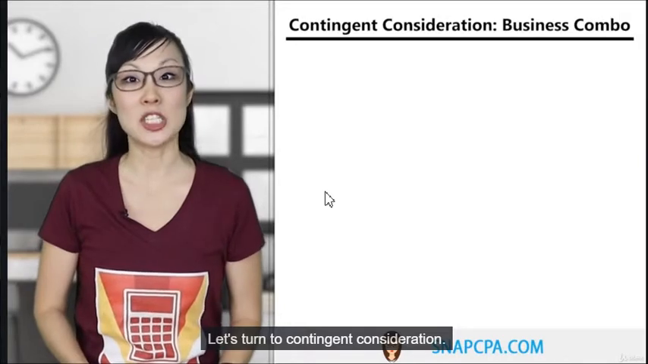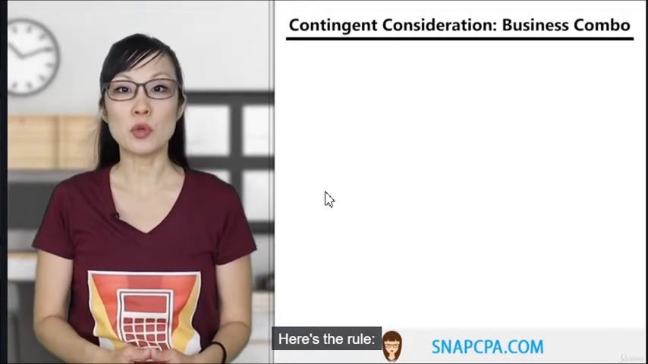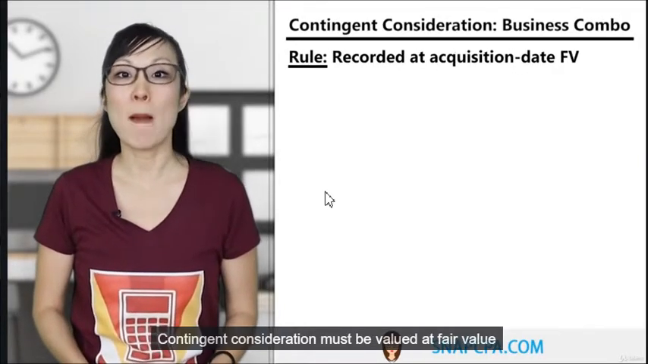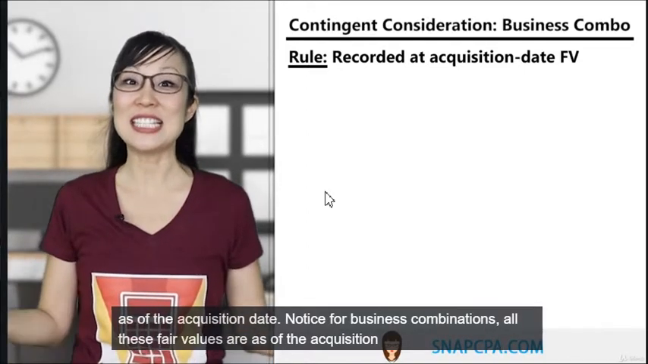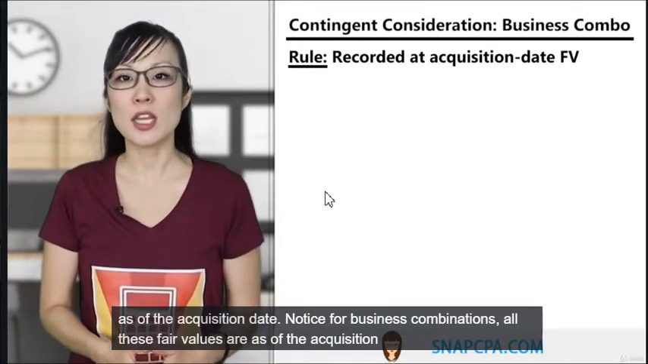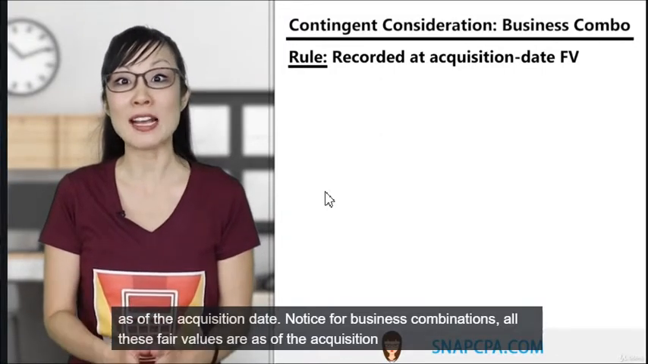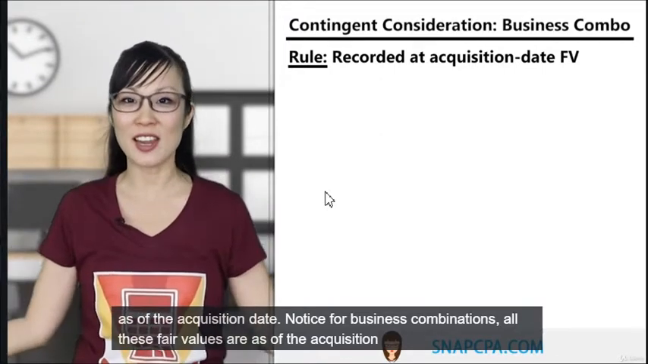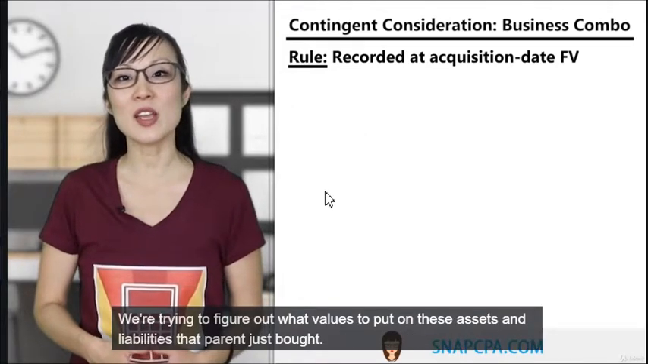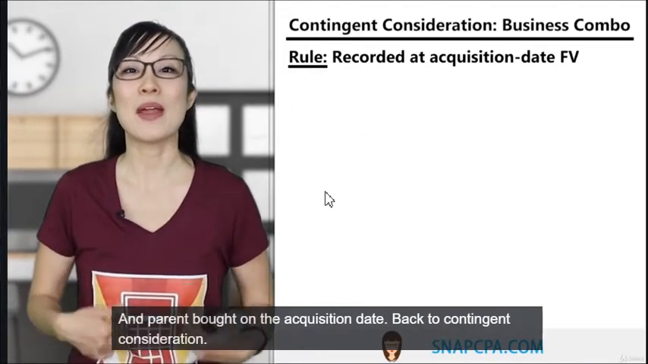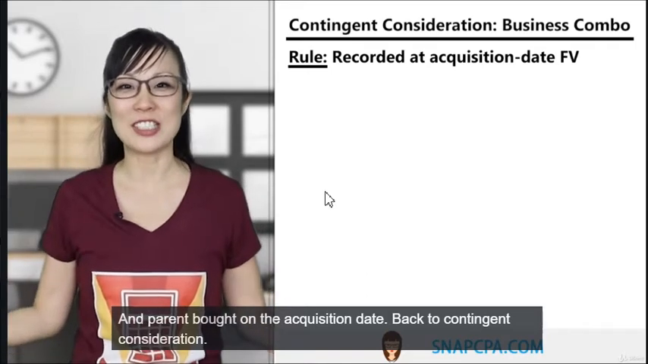Let's turn to contingent consideration. Here's the rule. Contingent consideration must be valued at fair value as of the acquisition date. Notice, for business combinations, all these fair values are as of the acquisition date. And that makes sense. We're trying to figure out what values to put on these assets and liabilities that parent just bought, and parent bought on the acquisition date.